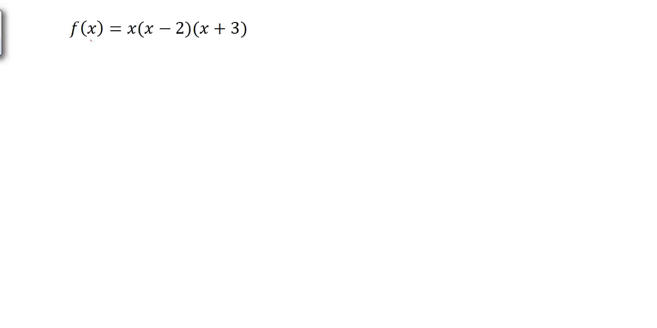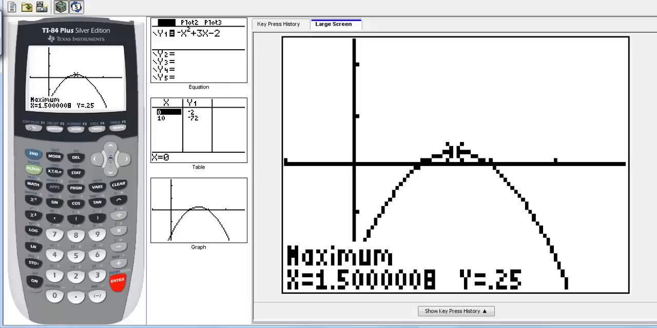Now, if we notice we have a function here that is already factored for us. Now, we don't have to have it in factored form, and we could multiply this back out, but we can simply just leave it in factored form. We have x times x minus 2 times x plus 3. So once again, if we want to find any what we call relative extrema, so that's talking about your relative max or relative min, we can go to the calculator and type in our function.